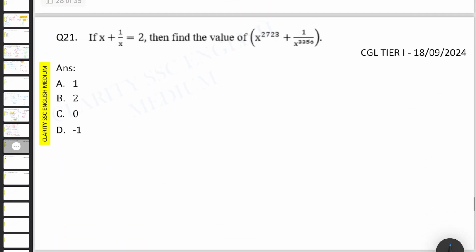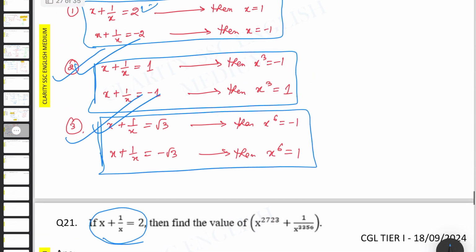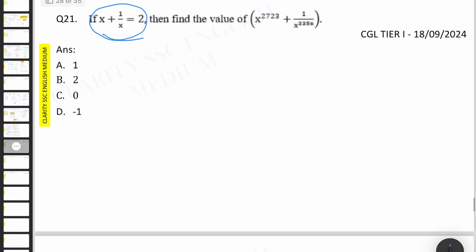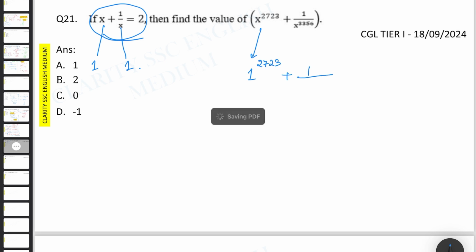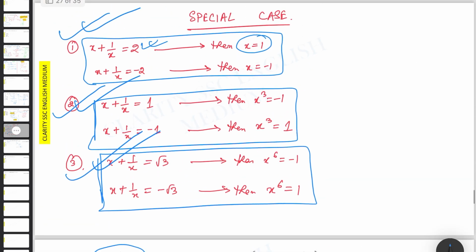X plus 1 by x is equal to 2. This is the first case. Then the value of x is 1. It's very easy. Here, the value of x is 1, and 1 plus 1 is equal to 2. So in the expression, 1 to the power 3 plus 1 by 1 to the power 3, obviously 1 plus 1 is equal to 2. So 2 is the correct answer. If you know these three special cases, you can solve the questions in 3 to 4 seconds only.